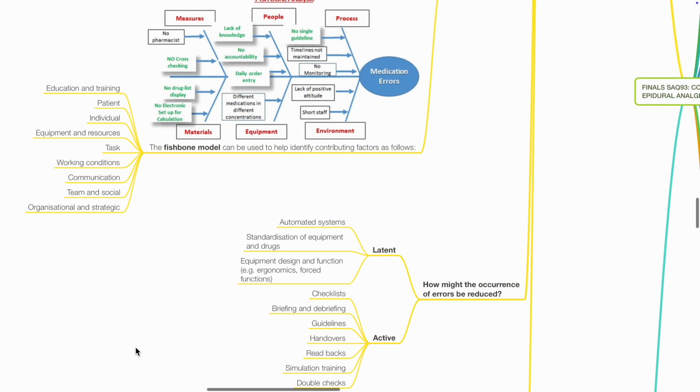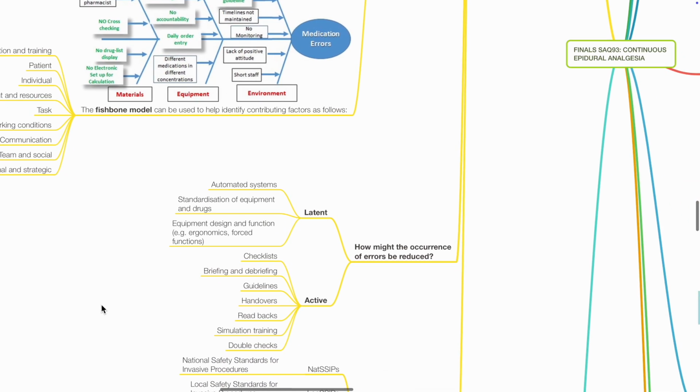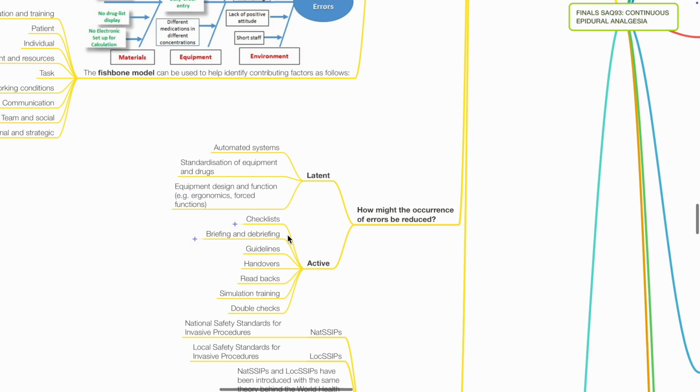How might the occurrence of errors be reduced? This includes latent and active measures. Latent measures include use of automated systems, standardization of equipment and drugs, equipment design and function, such as ergonomics and forced functions, to improve patient safety. Active measures include use of checklists, briefing and debriefing, updated guidelines, handovers, readbacks, simulation training, and double checks.